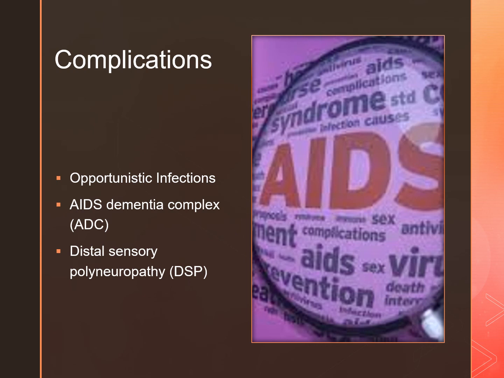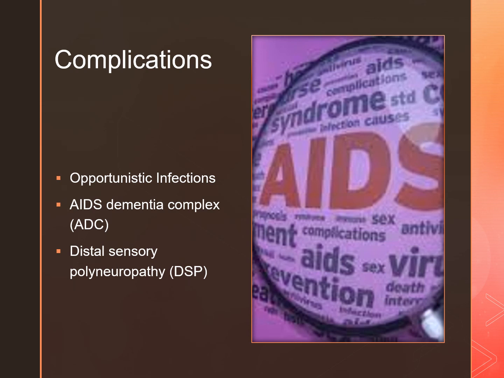Cryptosporidiosis is a protozoan, causes diarrhea that leads to dehydration and electrolyte imbalance. This is another opportunistic infection. So stool testing for ova and parasites is very important.